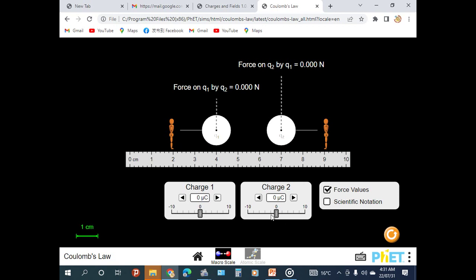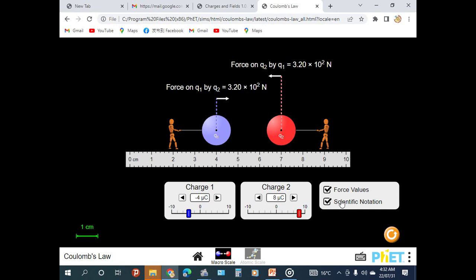Here it is, the Coulomb's law simulation. Here are the charges Q1 and Q2. Q1 and Q2 have unlike charges, as the colors indicate, which means opposite charges. Q1 is negative 4 microcoulombs and Q2 is positive 8 microcoulombs. What is the force between them?